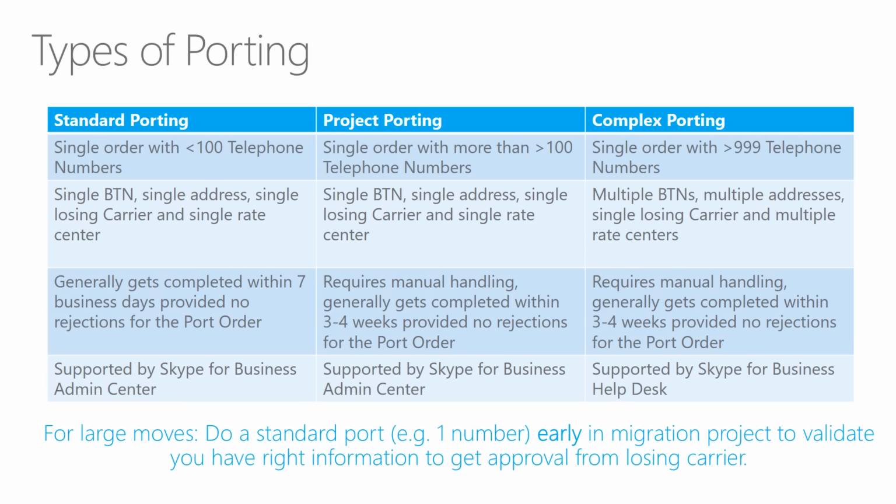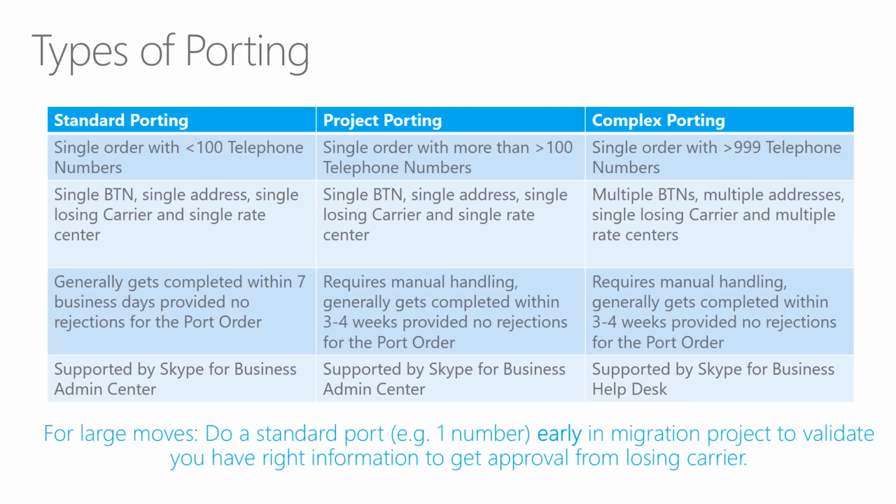So, types of porting. There's standard porting, then there's project porting, and there is complex porting. The first two, if you're in the US, you can do via the admin center in Skype for Business. For the complex porting, you need to open a ticket with the help desk. So standard porting is everything that is fewer than 100 phone numbers.